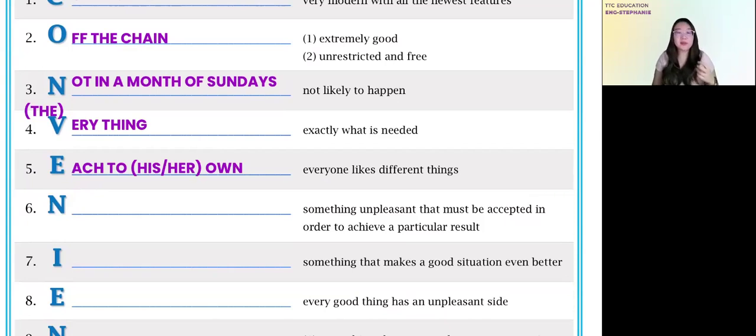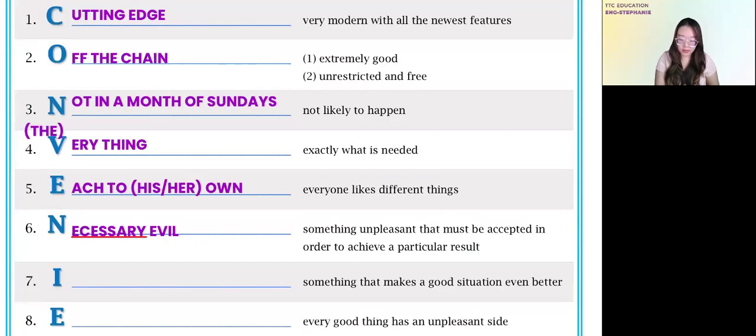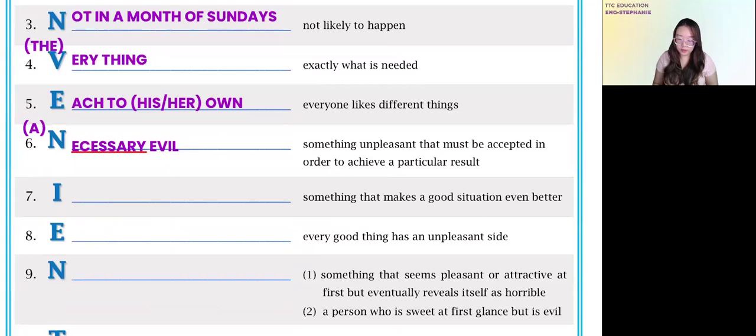Next one. If you want to talk about something unpleasant but that must be accepted in order to achieve a particular result, for example saying modern invention causes environmental pollution, maybe you can use this term: it is a necessary evil. Here you will need to add a: a necessary evil.